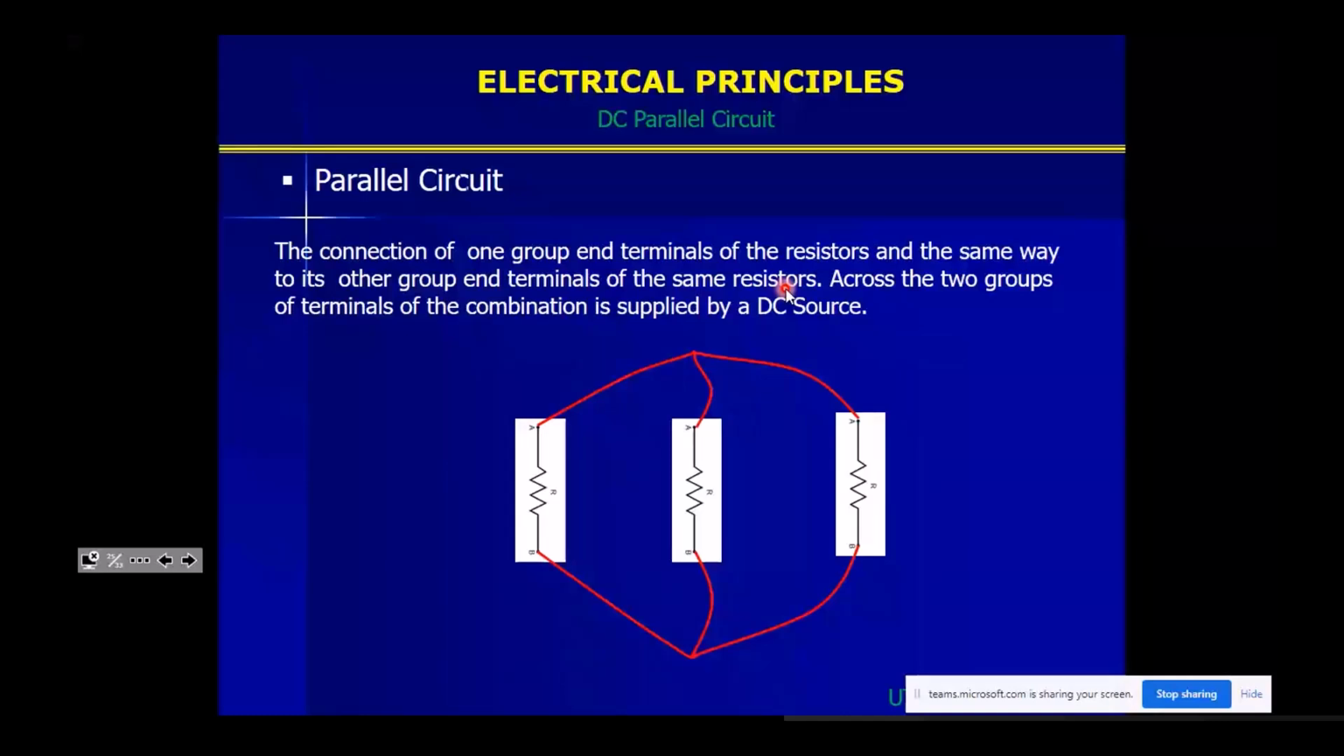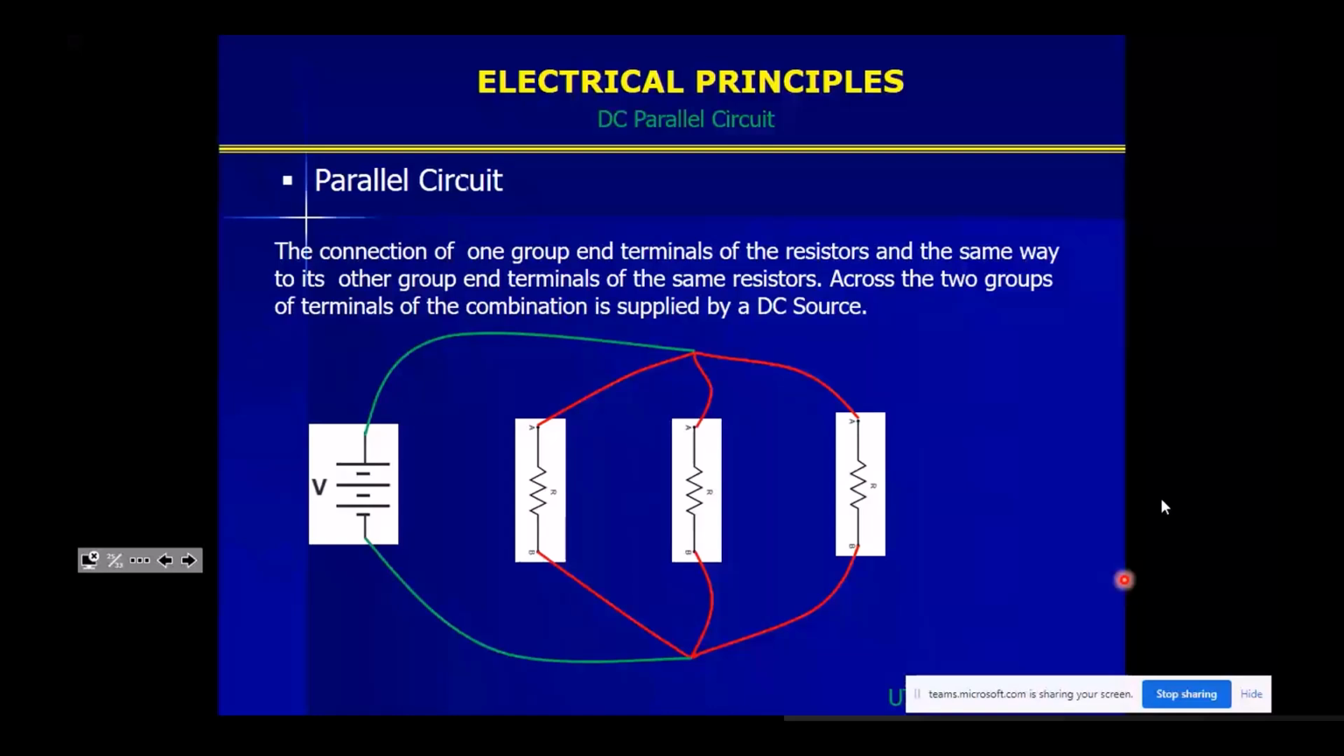Now, this is not yet a circuit. We need a battery or source to complete the circuit. We need the battery. Then we connect the wires across it. So this is called the parallel circuit. If you see this one, this is the parallel connection, and this is the parallel circuit.